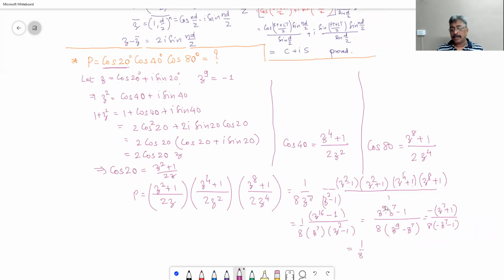z raised to 9 into z raised to 7 is z raised to 16, and z raised to 9 is minus 1. So the numerator is minus z raised to 7 minus 1. Denominator: z raised to 9 minus z raised to 7. z raised to 9 is minus 1. Therefore, minus 1 minus z raised to 7, that is the denominator. And you end up getting numerator and denominator exactly the same. Therefore, the answer is 1 by 8. Yes, sir. Thank you, sir. Next problem.